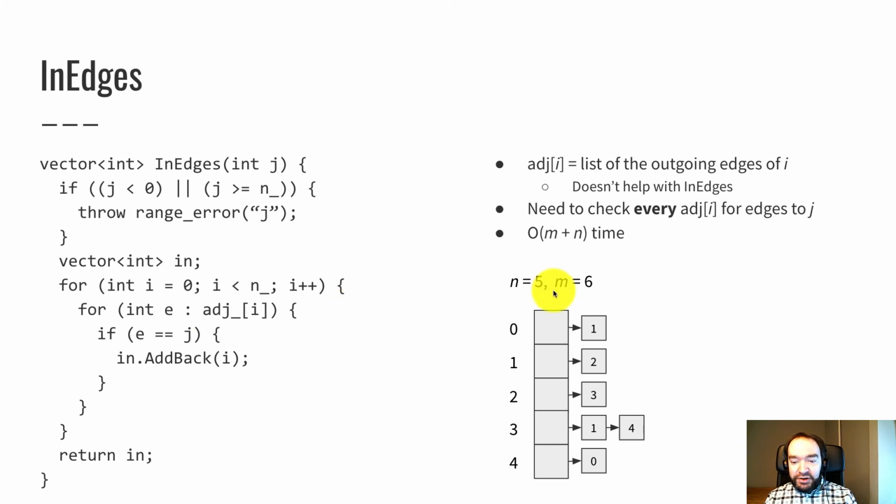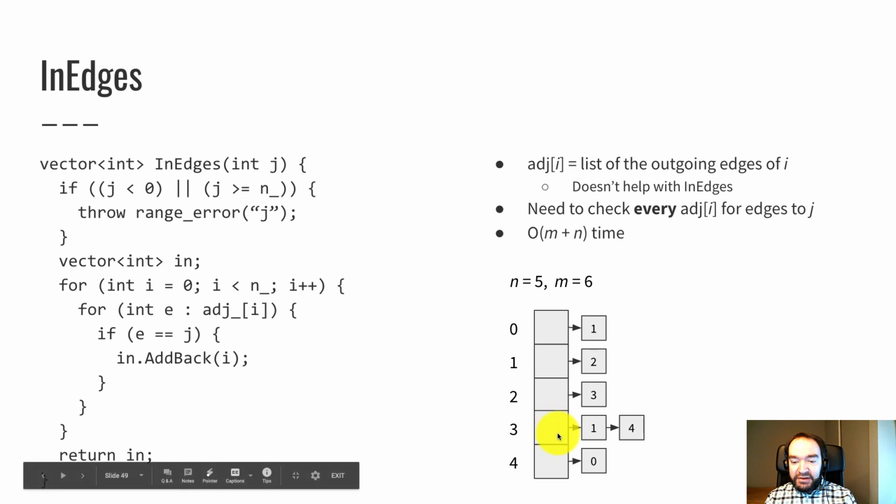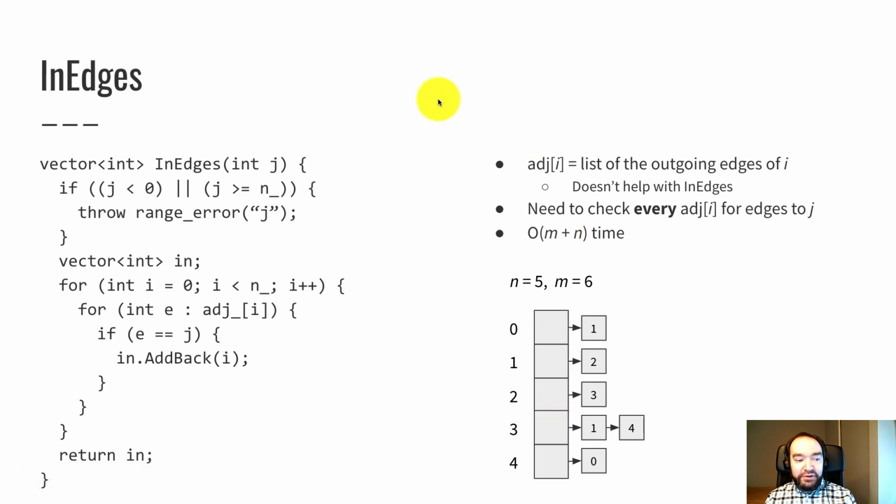We have the outer loop going through every row, or every element of the adjacency list. And then for each row, we loop through that whole list. And if we find an entry that equals j, we add i to our list of incoming edges. So this takes big O of m plus n time. It's linear in the total number of vertices and total number of edges because this nested loop here visits every vertex and it visits every edge. So big O of m plus n time, linear in both the number of vertices and the edges.